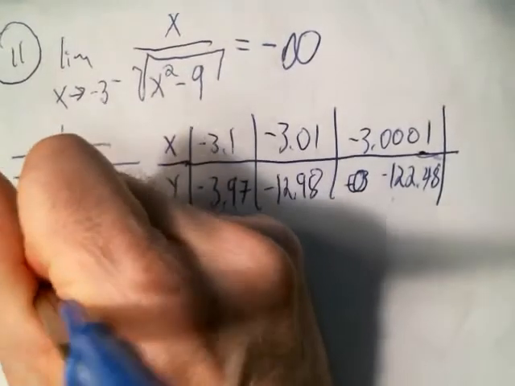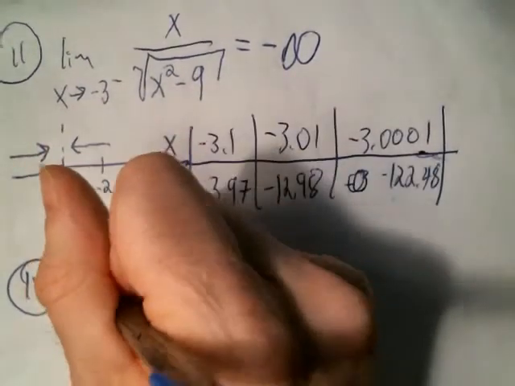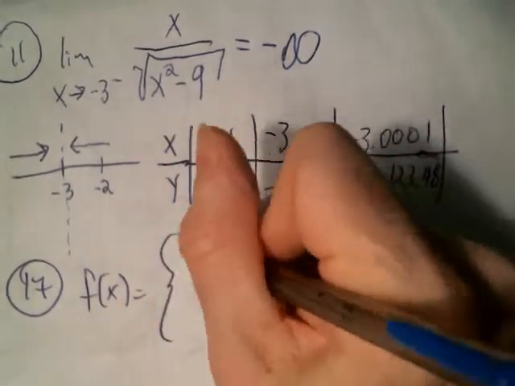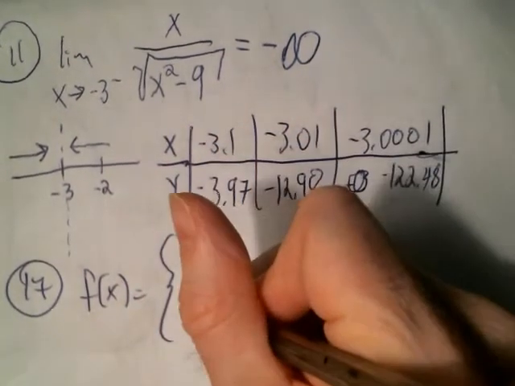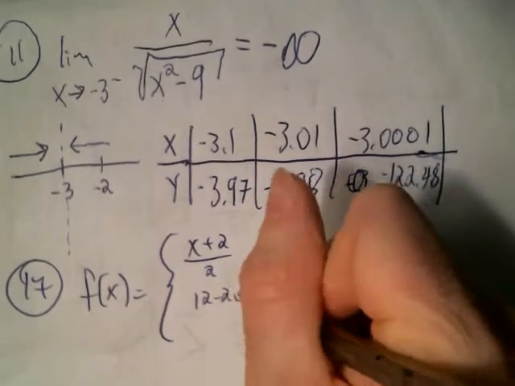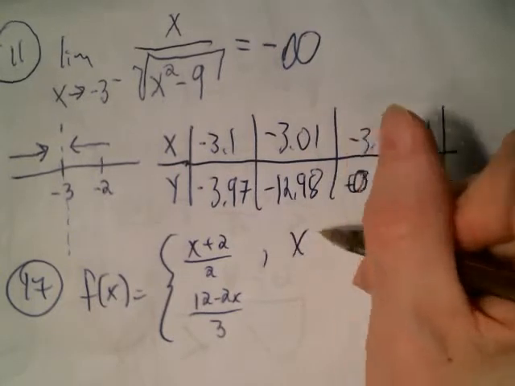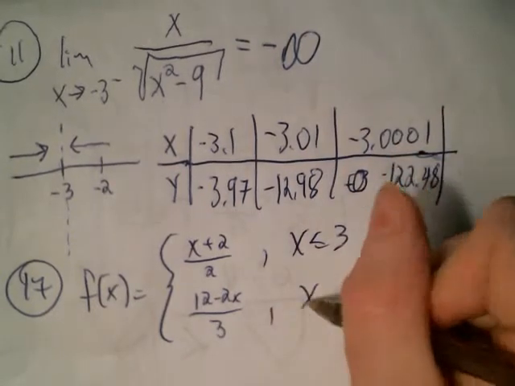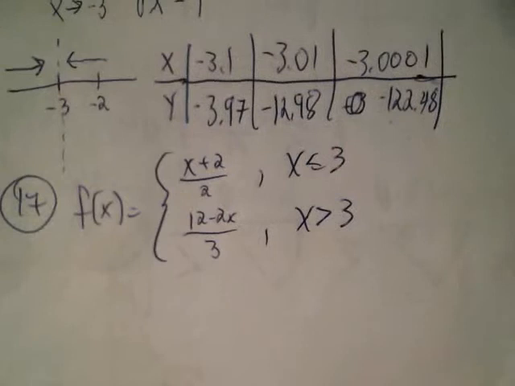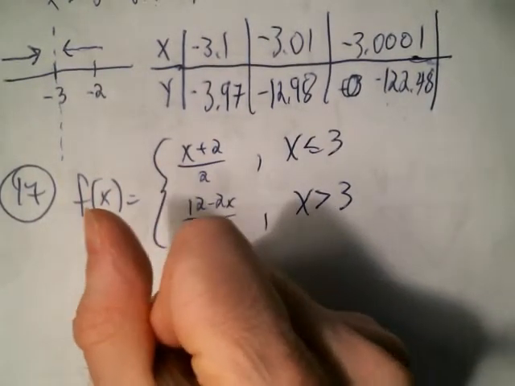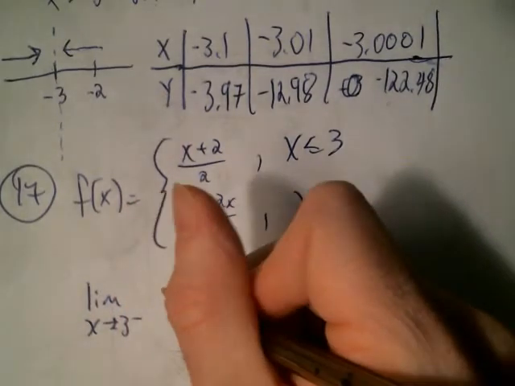Let's look at another piecewise guy. So number 17, we have f of x equaling x plus 2 over 2, and then 12 minus 2x all over 3. This is when x is less than or equal to 3, and this is when x is greater than 3. So I believe we want to consider the limit as x goes to 3 from the left of this thing.